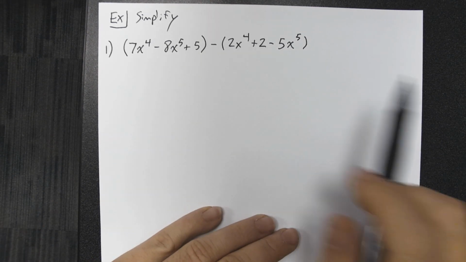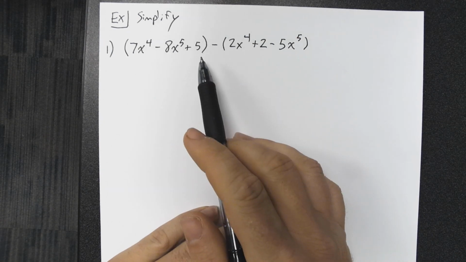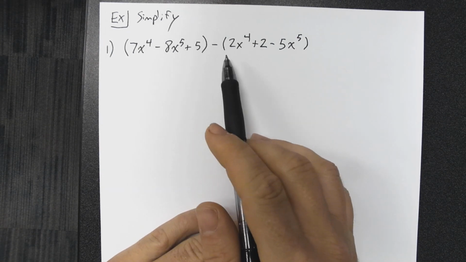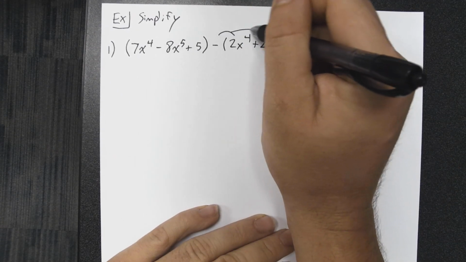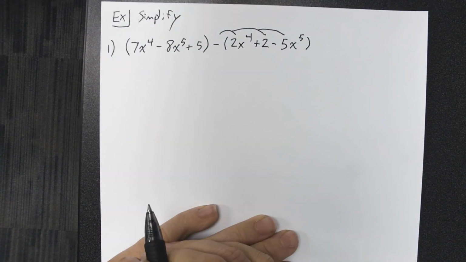So we're going to start with just subtracting polynomials. When we subtract polynomials, we need to subtract the entire polynomial. We need to subtract all terms. In other words, you'll need to distribute that negative.